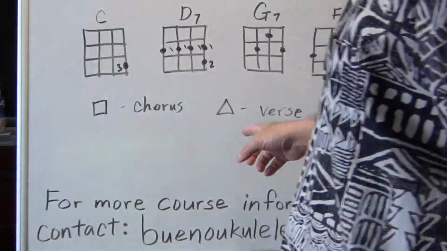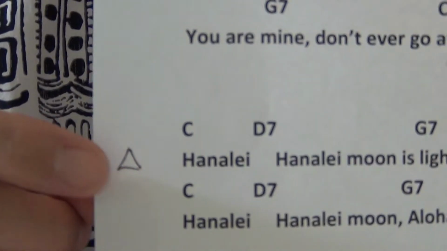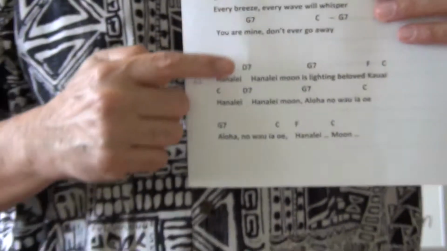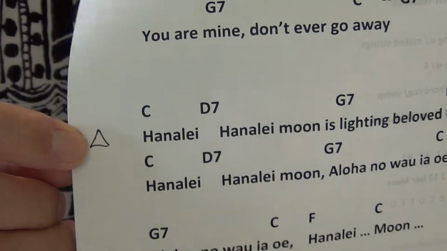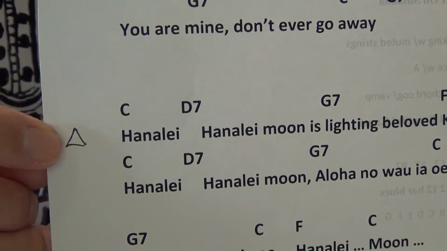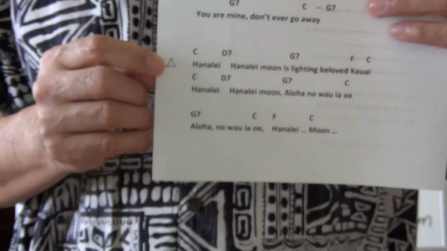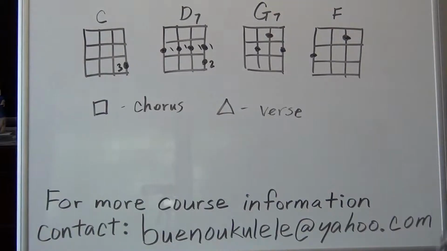Okay, and then for the verse, you put a triangle there. Down over here, that's the last section, and it says Hanalei moon is lighting beloved Kauai, right at the bottom there. Right there, that's where the triangle is. So go ahead and label that, so you can keep track of your music.